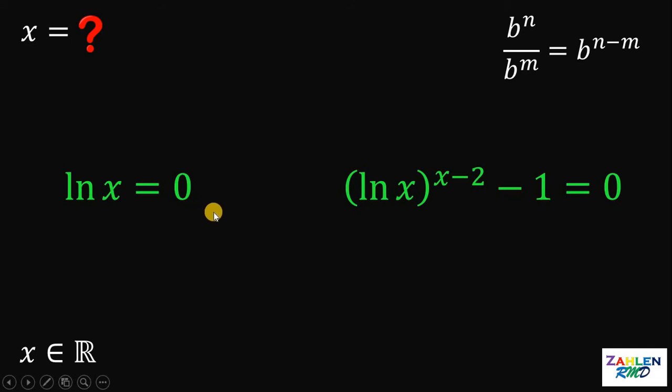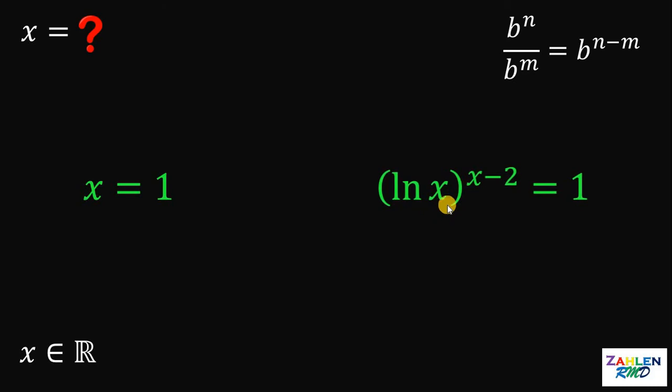Now, this reminds me again of one identity that says that ln of 1 must be 0. Therefore, technically speaking, x must be equal to 1. So on the first equation, we get that the value of x must be equal to 1. Now, how about the second equation? Let's add 1 on both sides. So we have ln of x raised to x minus 2 equals 1.